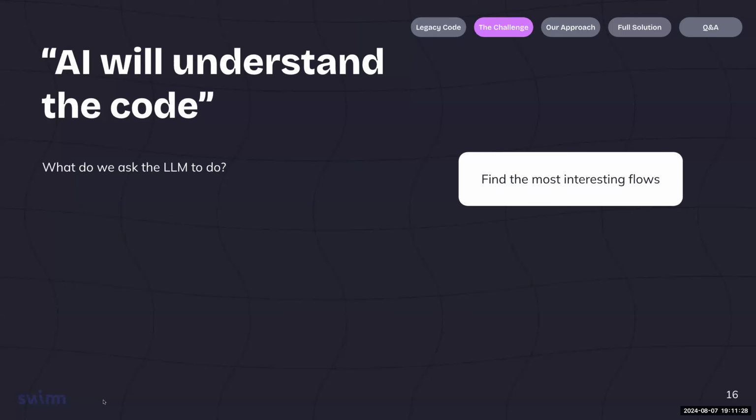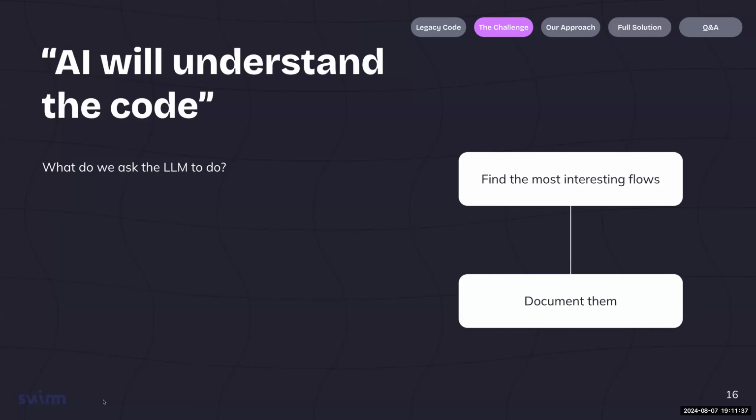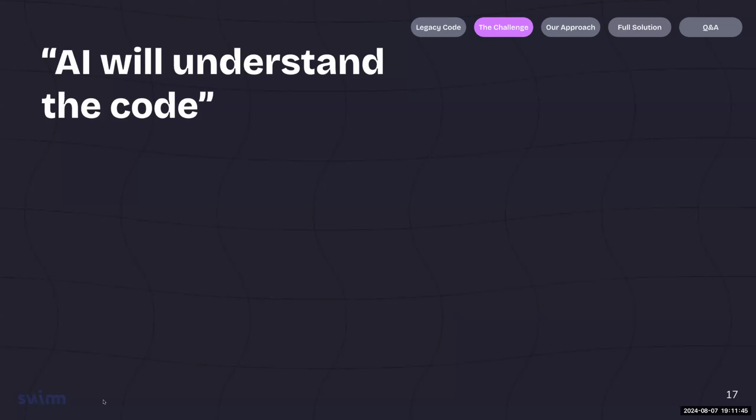So basically, we are asking the LLM to do two things. Find the most interesting flows first, because we don't want to document every single flow in a huge repository. And then for each interesting flow, document that flow. Okay, that sounds clear. So let's start with the first one. How do we find the most interesting flows?